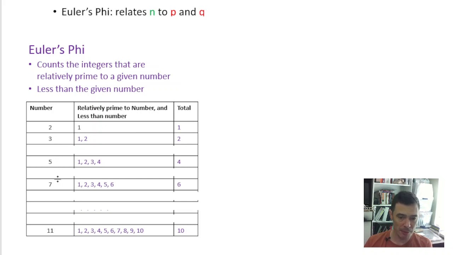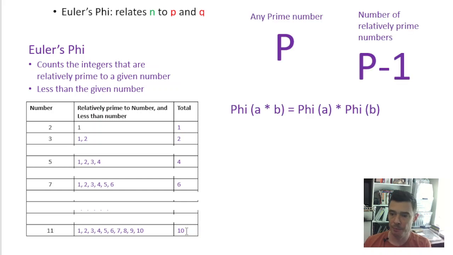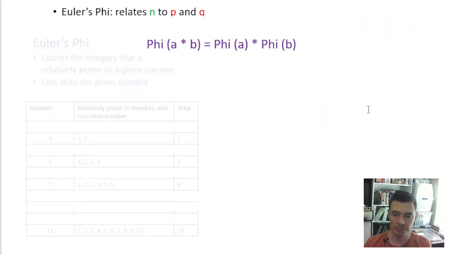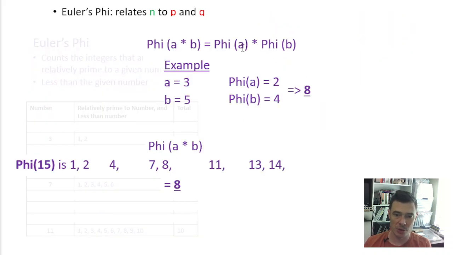So Euler found this relationship. If you have a prime number, the phi of that number is just the prime minus 1. And then there's also this multiplication connection between two numbers as well. We'll do a quick example to show what this looks like. If we have two prime numbers, 3 and 5, the phi of those numbers are 2 and 4 respectively. Multiply the phis together and you get 8. Multiply the primes together, you get 15.